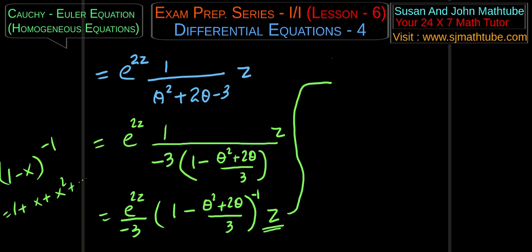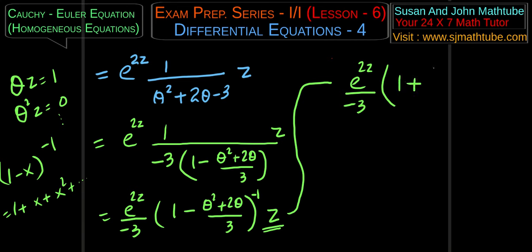But this is a polynomial of degree 1. So theta of z is equal to 1. Theta square means the second derivative will be equal to 0 and so on. So we need only one term. So e to the power 2z by minus 3, 1 plus theta square plus 2 theta by 3. If I write the next term, I'll get whole square, and whole square means we'll have the fourth order derivatives and second order derivatives onwards, and we don't need that.